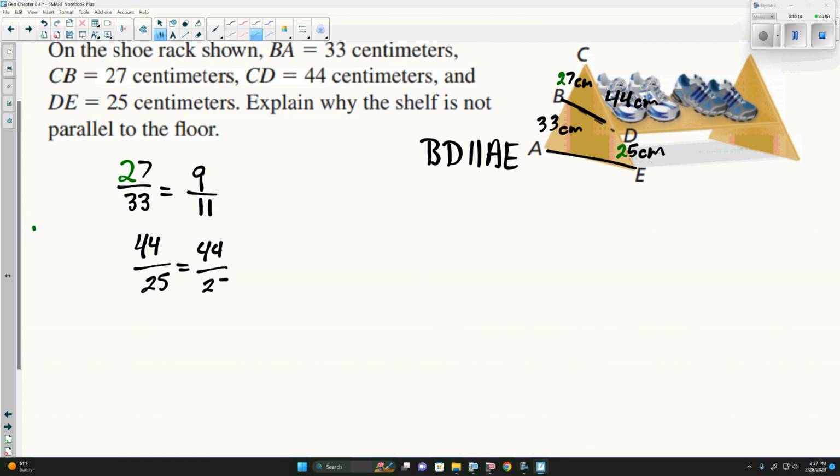So are these two proportional? No. Since the sides are not proportional to each other, it is not parallel. But for the one side of the triangle, which side is bigger, the top or the bottom? The bottom. So most likely they're not going to be proportional, because if AB is the bigger length, then DE should also be the bigger length.